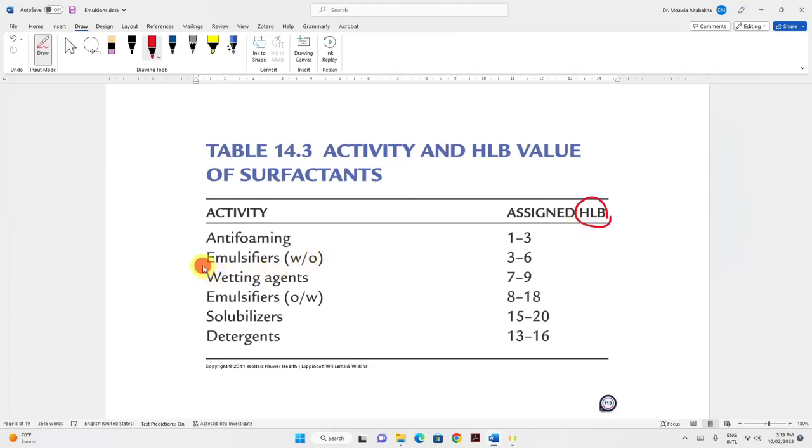And this is what you will see here. An emulsifier will form water in oil emulsion if the HLB value of the surfactant is from 3 to 6, and it will form oil in water emulsion if it is more hydrophilic, with an HLB value from 8 to 18. You will notice that there are other classifications also, and you need to memorize this table.